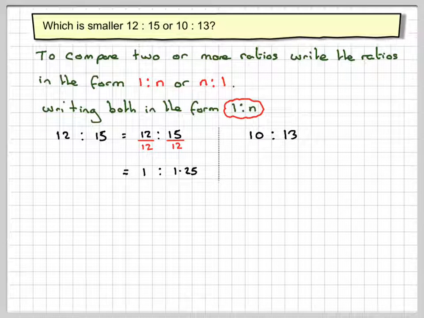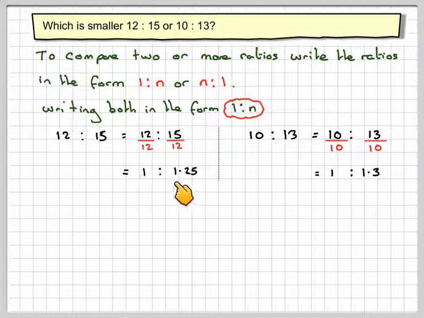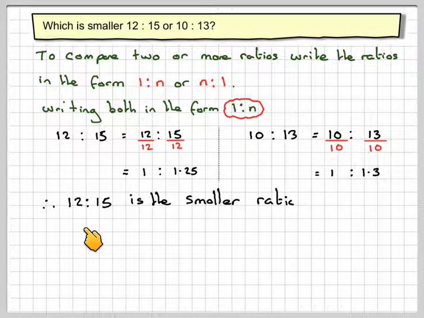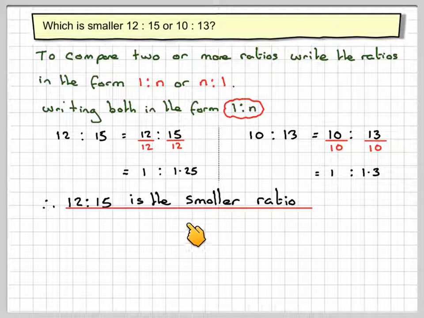Doing the same for the other ratio, 10 to 13. So dividing both sides by 10 this time, because we want this one to be 1. Well, that's going to give me 1 to 1.3. Therefore, we can very clearly see that this is the smaller of the two ratios. So using the original format, 12 to 15 is the smaller ratio.